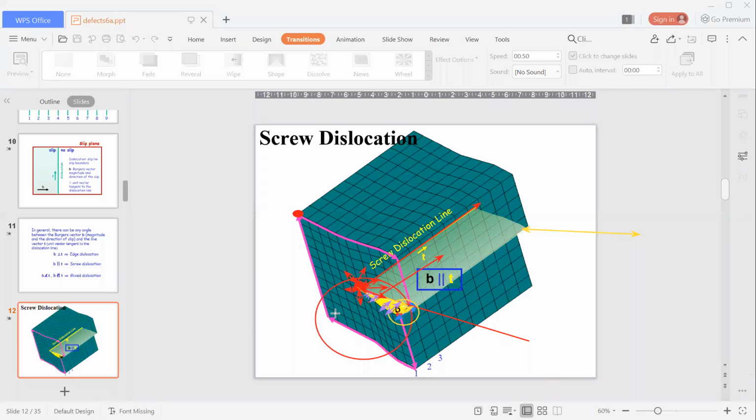Remember, in this case, we have applied the shear force B, which is also parallel to the direction of the screw dislocation. So in this case, the direction of B and the direction of T is the same. It could be parallel or it could be anti-parallel. It doesn't make any difference. If your shear is in the reverse direction, then B will be anti-parallel to T. In either case, your screw dislocation and the Burgers vector will remain parallel or anti-parallel to each other.